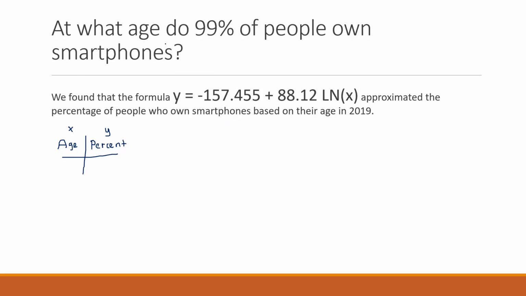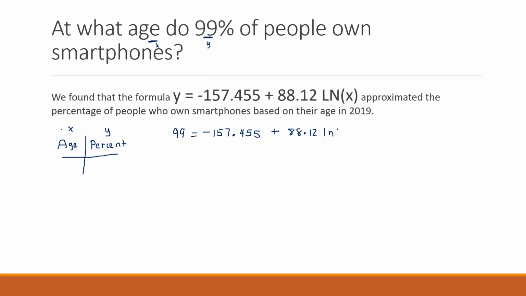So in this question, we're asked at what age, so the fact that we're asked age means I'm solving for X, do 99%, so this is my Y, of the people own smartphones. So in my formula, I'm going to put 99 instead of Y. When we had worked with that data, we said that because the data itself was the percentages, we did not need to move our decimals. So here again, I am not moving my decimals. So you see the 99 goes in as 99. I did not move the decimal on that. And I write the rest of my equation.